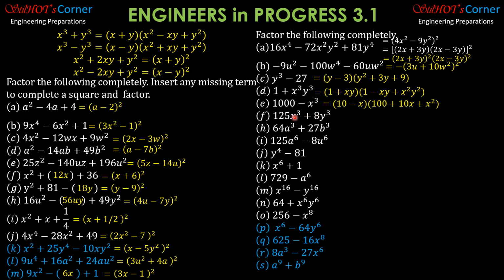This is a sum of two cubes, (5x)³ + (2y)³. So the first factor is 5x + 2y. The other factor would be a trinomial. The square of 5x is 25x², minus their product, so minus 10xy, then plus the square of 2y, so plus 4y².